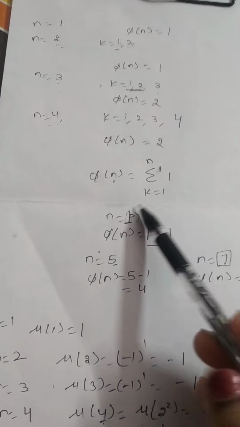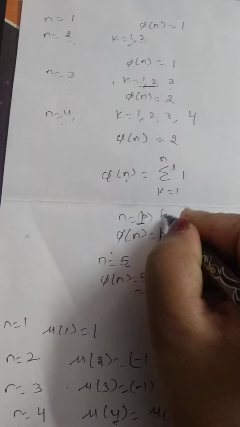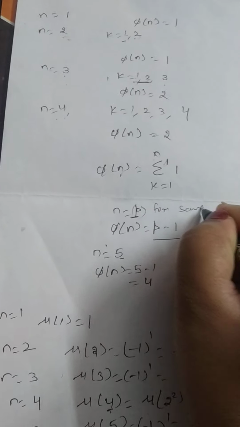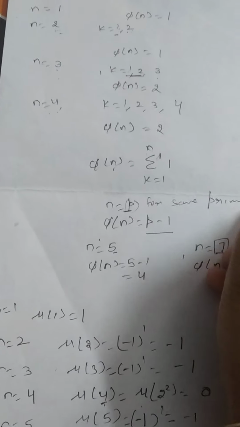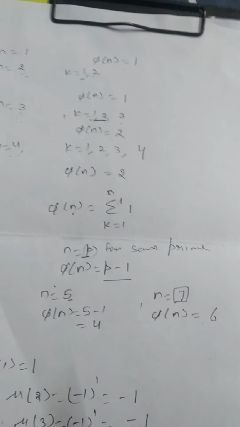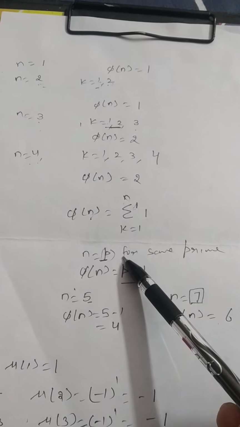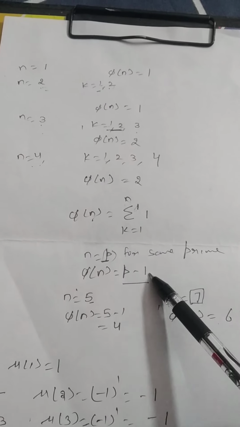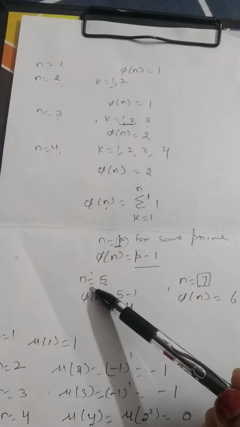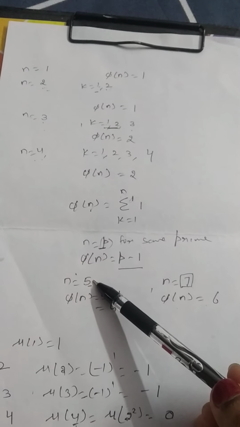And if n is p, for some prime p, then phi n will always be p minus 1, as we know, because a prime is a number that is relatively prime to each integer except itself. So, phi n will be p minus 1. For example, if n is 5, 5 is a prime number. Then 1, 2, 3, 4, 5.